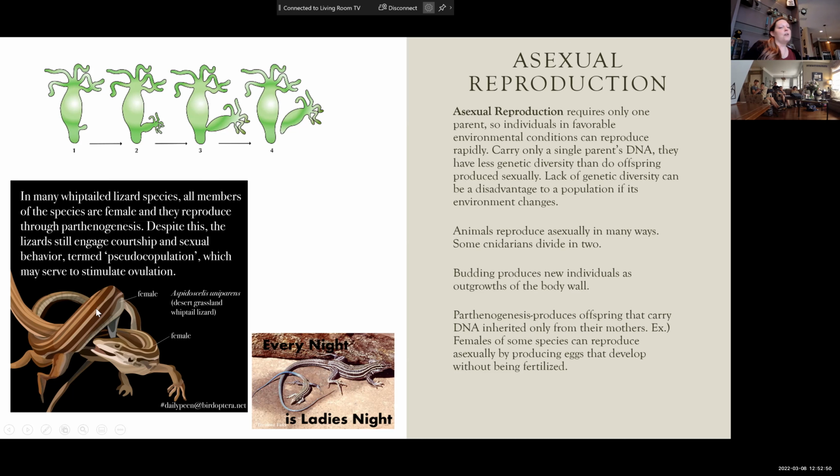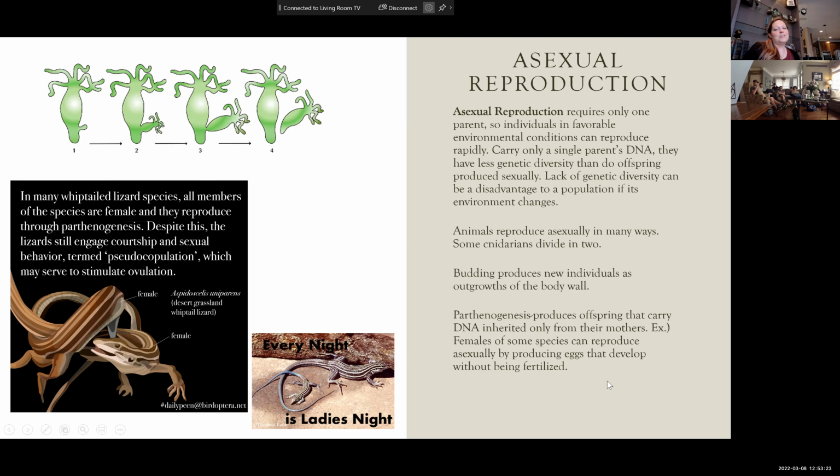Basically, parthenogenesis is the process of females that produce offspring that are genetically identical with no males around. And the way they do it is they actually have to involve another female. So another female lizard will go through the entire courting process. Whatever it is the male lizards do, these female lizards do it with each other. And then they produce offspring.